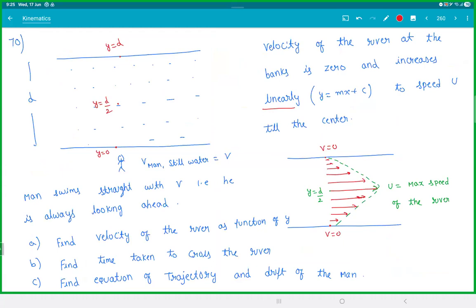How did you take u? Is u same everywhere? Is the man moving with u horizontally everywhere? How to get the time and how to get the drift and how to get the equation. Now, one thing here, we can be very sure whatever happens from 0 to d by 2, the same thing happens in reverse from d by 2 to d. So if I can do the first half, for the second half I can simply say double and I'm done. So that's one advantage of symmetry.